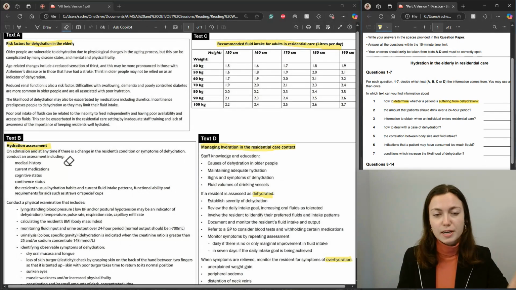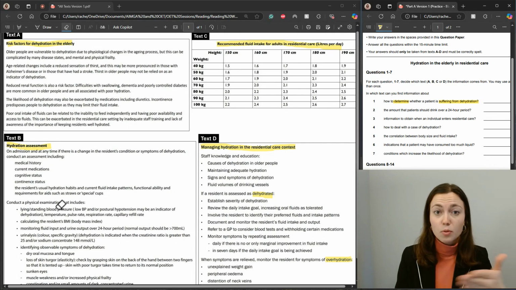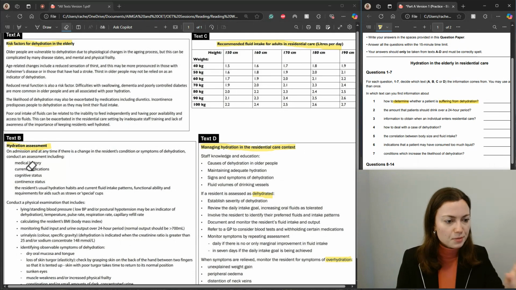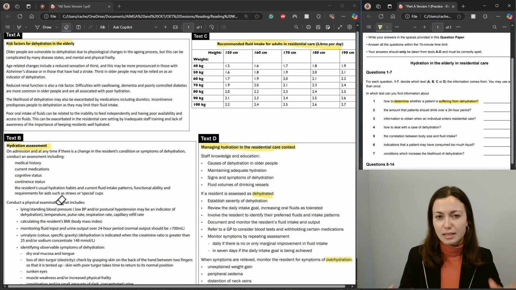So you go to text B first, and then you quickly skim and you see, are there things in this text that are supporting that? They are helping you determine whether a patient is suffering from dehydration. Well, let's look through here and we see conduct a physical examination that includes, and then all the criteria. So how we get to that answer is multiple parts.